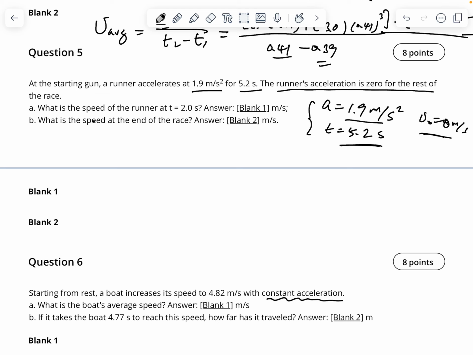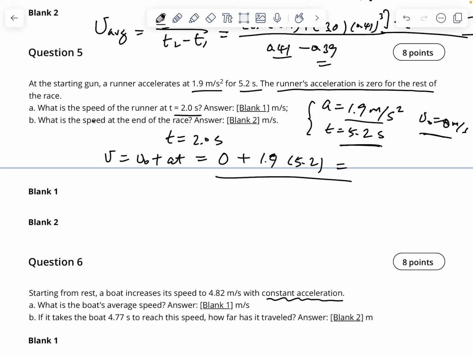Okay, so this asks you what is v. Well, we use the equation here. It's v equals v naught plus at, right? So we know v naught is 0, a is 1.9, t is 2.0. No, I'm sorry, so this is at t equal to 2.0 seconds. So it asks you for the velocity at 2.0 seconds. Okay, so this is 3.8 meter per second.